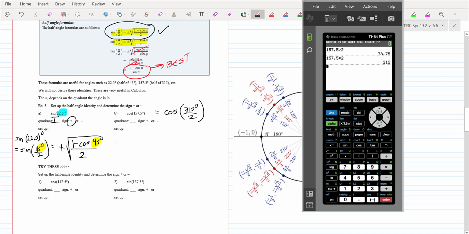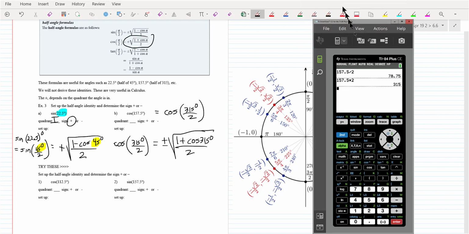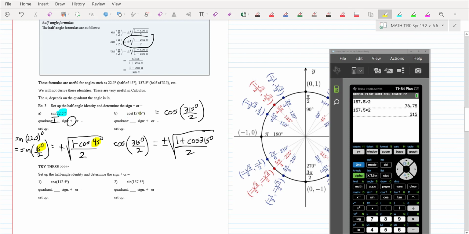So the setup would go like this. We would say cosine 315 degrees over 2, and then look at the cosine identity that's on the top of your page there, and just do what it tells you to do. Okay, so we'd have plus minus, and then now it's 1 plus cosine of 315 degrees over 2. Okay, now we just got to figure out, is it plus or minus? Well, we're in quadrant 2, 157.5 is quadrant 2. So what's the cosine in quadrant 2, negative or positive? It's negative, okay?